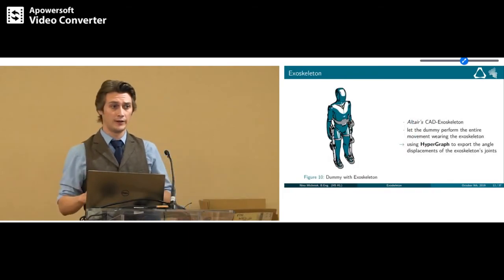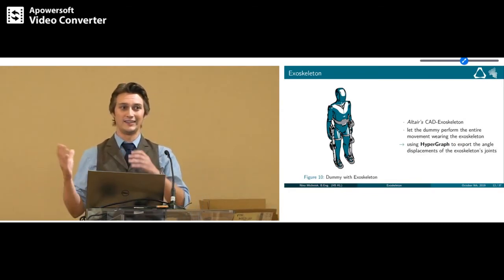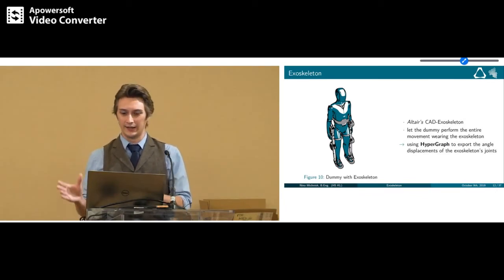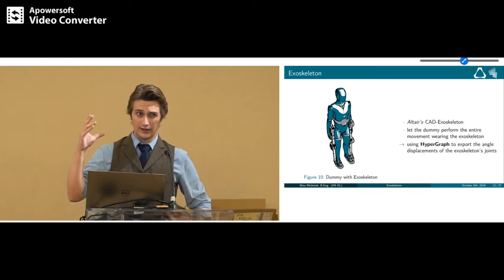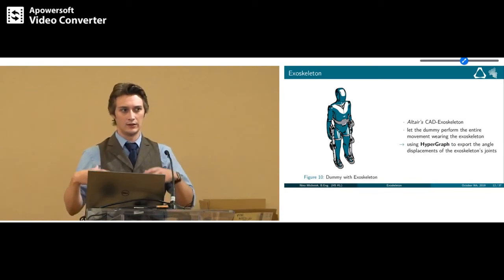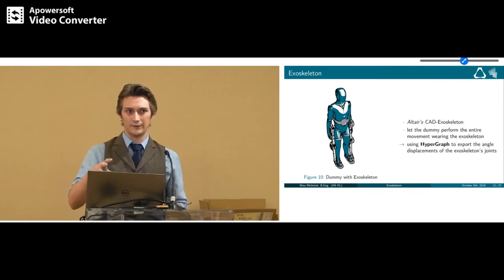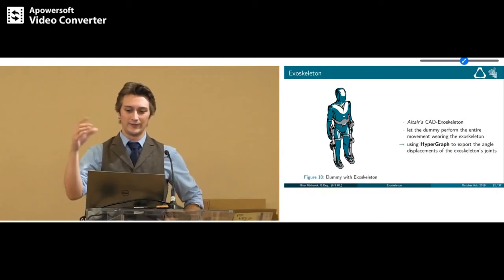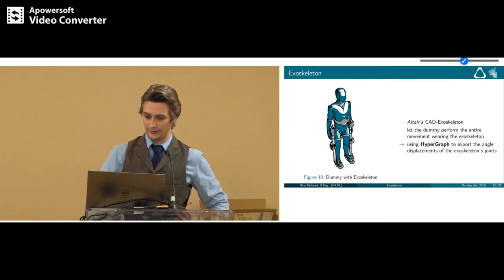So by that point, I had a human dummy performing all the desired tasks, but I didn't have any exoskeleton in it. There were some issues in the beginning, and I received an updated CAD model of it by that time. And the idea was now to fit the human dummy into the exoskeleton, let it perform its entire movement again, and use hypergraph to read the angle displacements of the exoskeleton joints to use them later to actuate the exoskeleton instead of the human dummy joints.